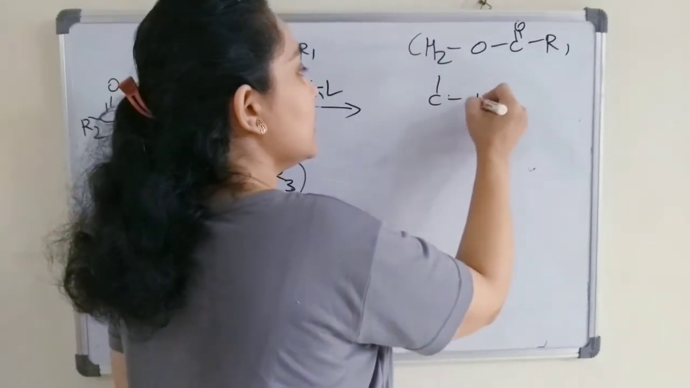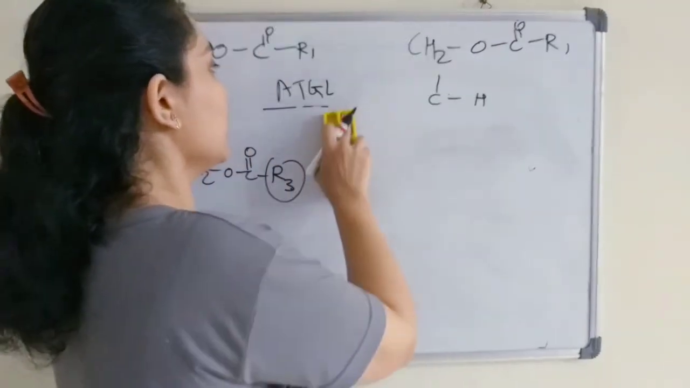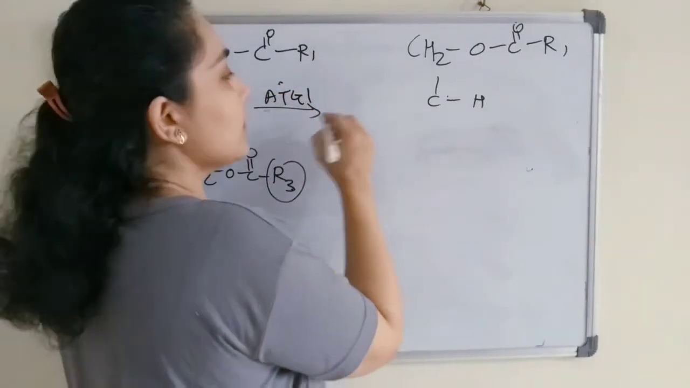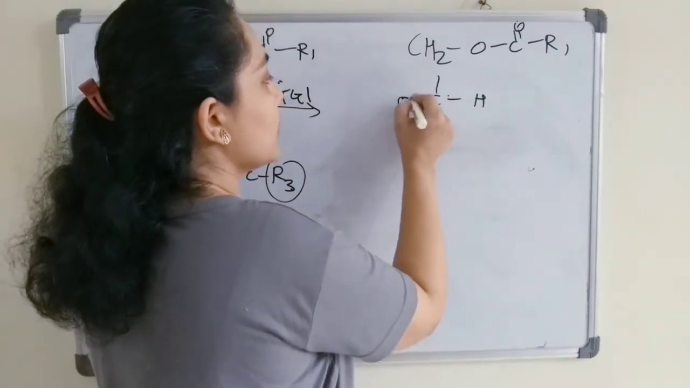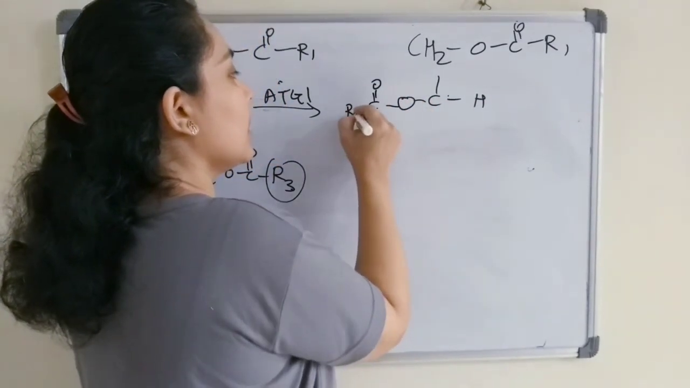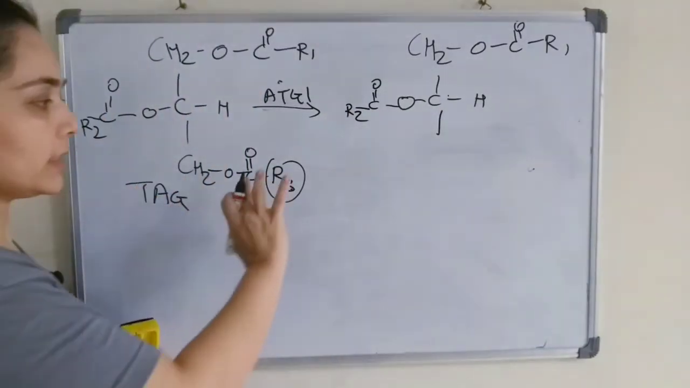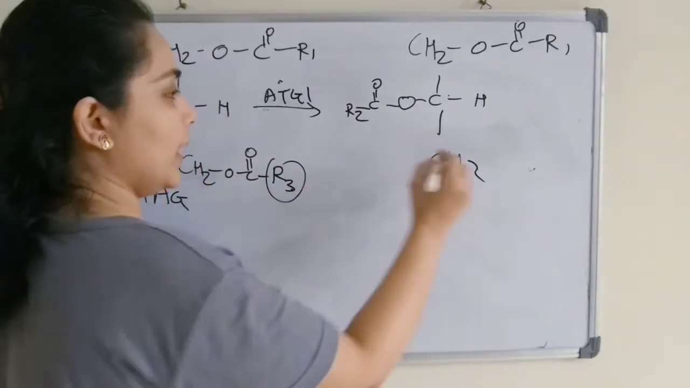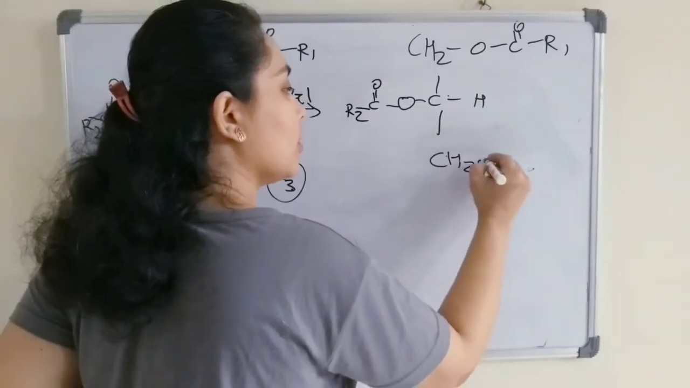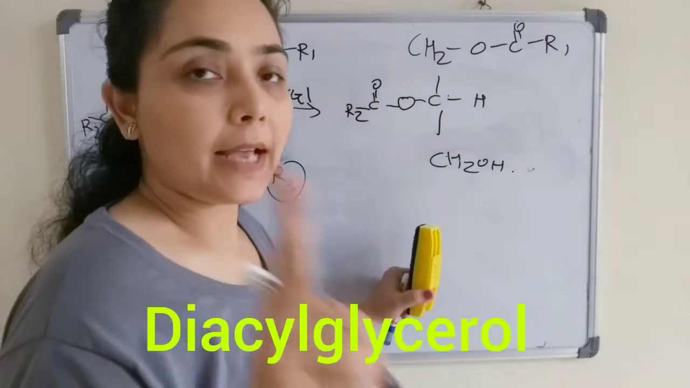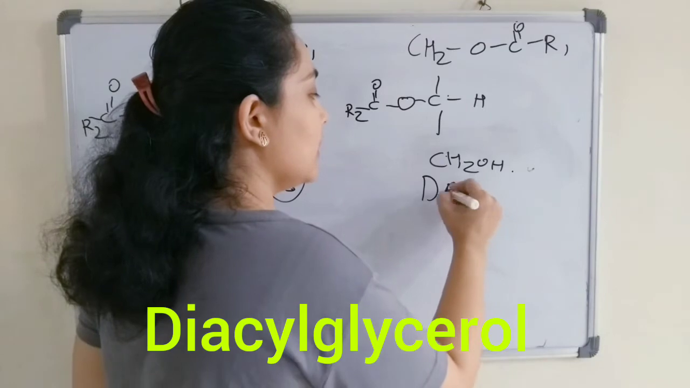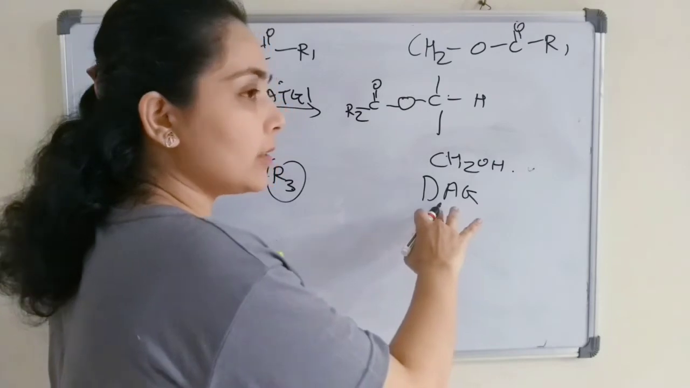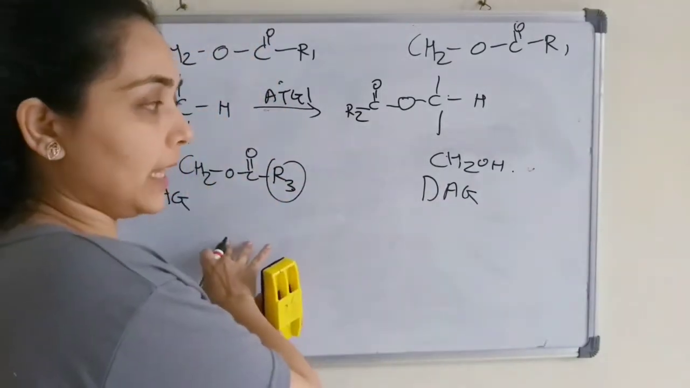So the structure we will get here will be like that: R1, CH, R2, and now the hydrolysis will take place. One fatty acid will be removed, so we will get here CH2OH. This is the structure of diacylglycerol. We will get the diacylglycerol after the release of 1 fatty acid from triacylglycerol.